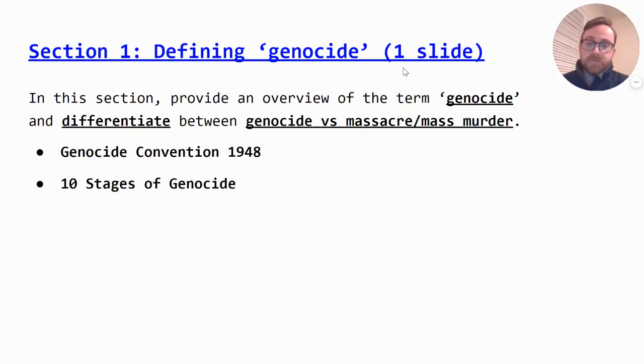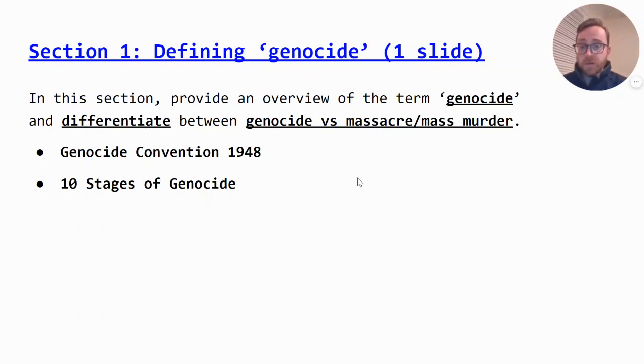In this section, it's the first section, provide an overview of the term genocide. So you're going to spend one slide defining the term genocide, differentiating between genocide and massacre and mass murder. And the best way to do that is to reference these two frameworks here.